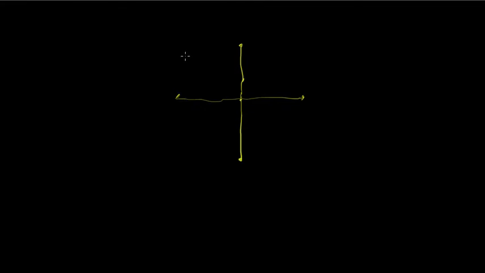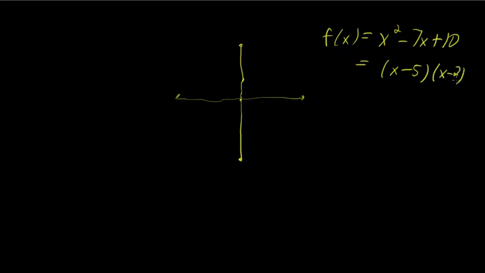So if you've taken Algebra 2, chances are you're fairly familiar with parabolas. And I'm assuming what you did was you utilized x-intercepts and plugged in some points to graph them. So for example, let's say you had the function f of x equals x squared minus 7x plus 10. You'd factor this and say, that's equal to x minus 5 times x minus 2.